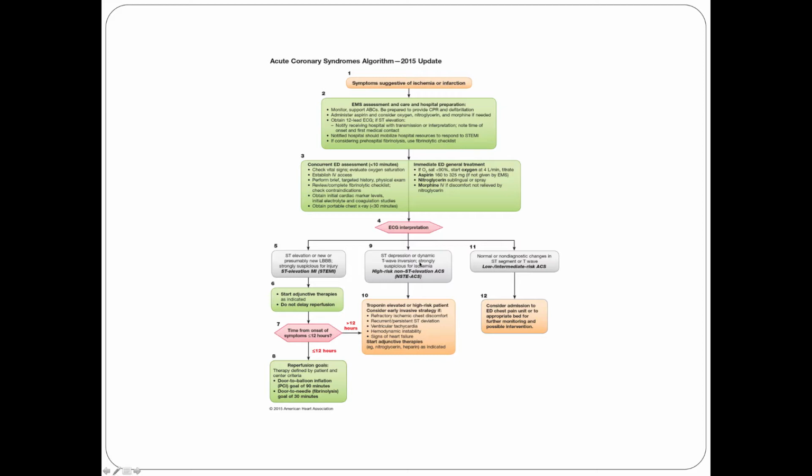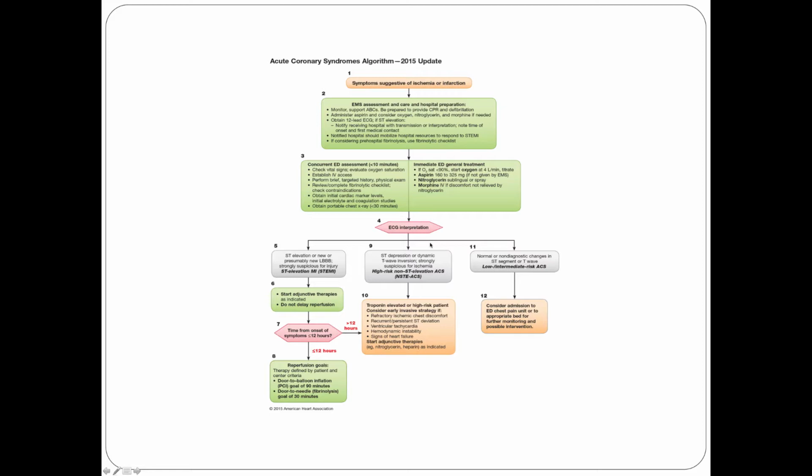If we have ST depression or T-wave inversion, that's also a very strong suspicion for ischemia. So it's still high risk, but it's a non-ST elevation. It's not an ST elevation MI, but still very high risk. Non-ST elevation acute coronary syndrome. And then we start looking at our markers and start doing our therapies.